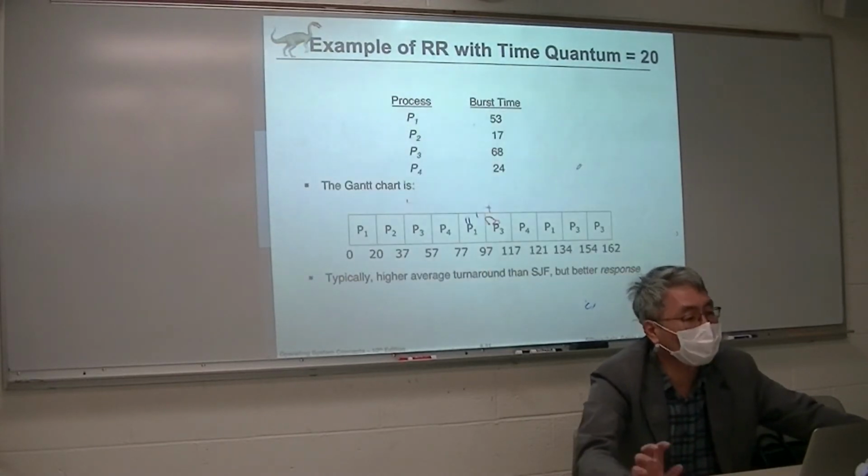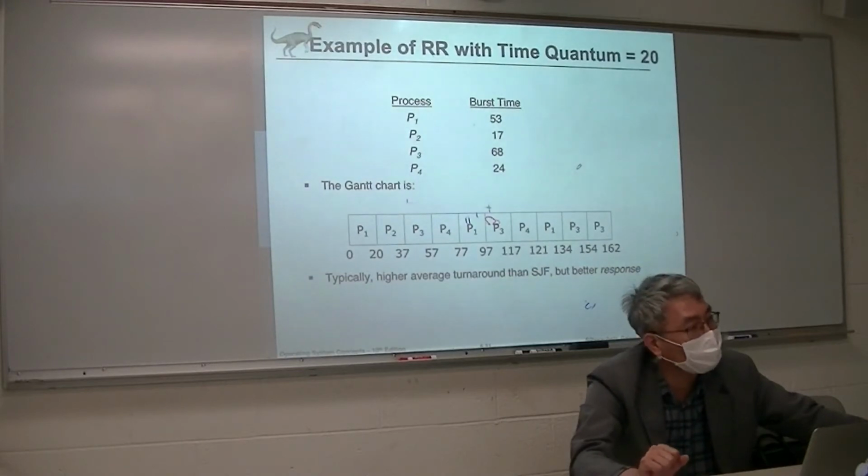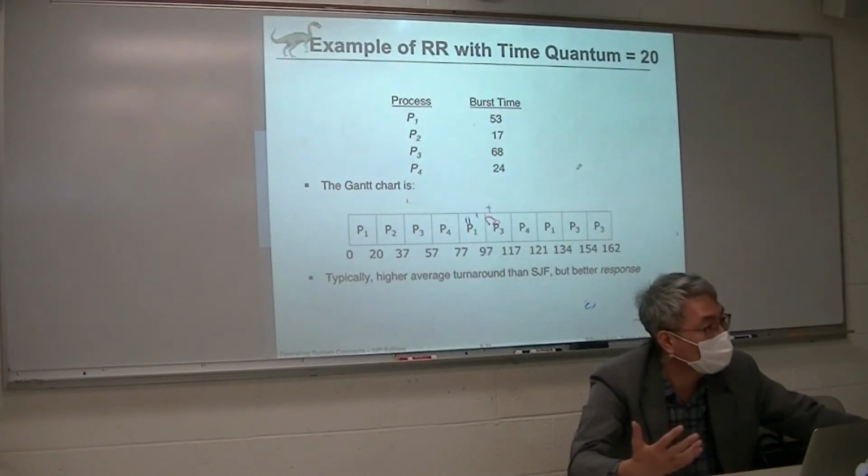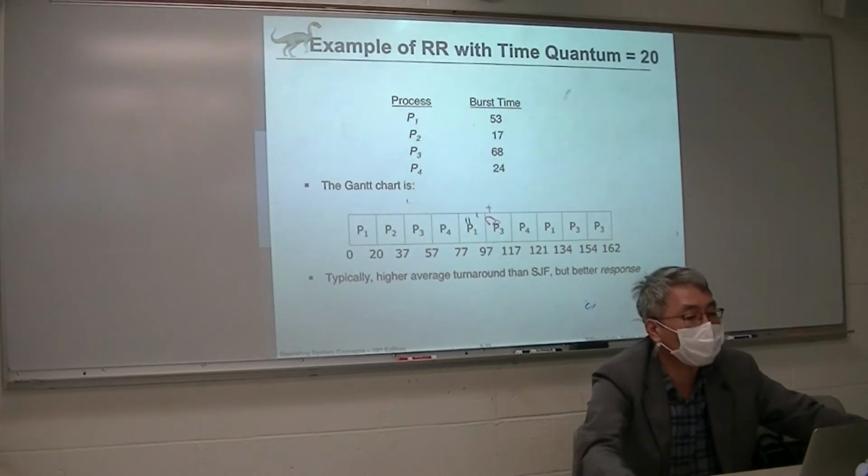Okay, so this is another example with a time quantum of 20. So the time quantum is larger than the previous one. So in this case, the CPU burst time is larger like this one. So it's the same algorithm. Okay.